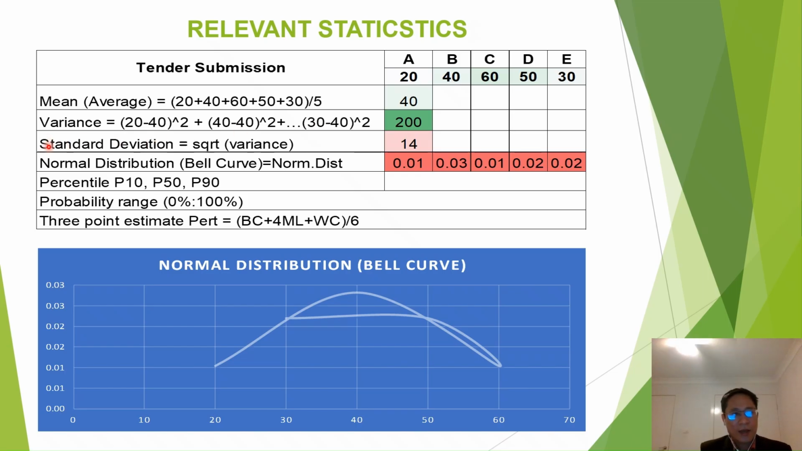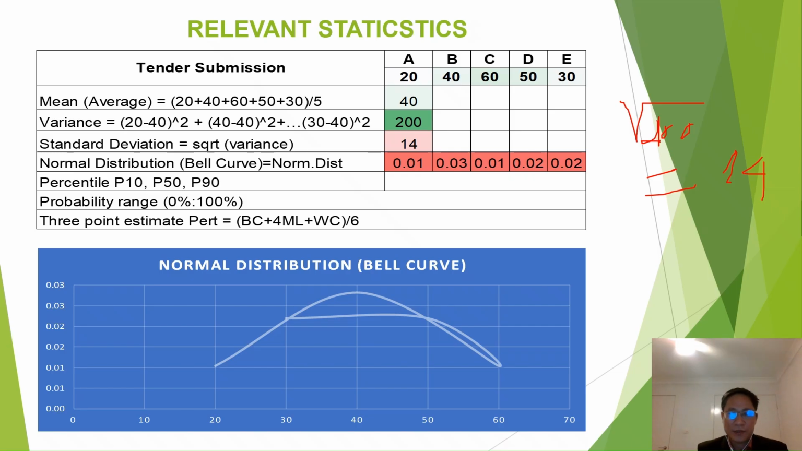And we move to standard deviation. Standard deviation is the square root of variance, which is equal to 40. The standard deviation gives us the difference between the means of the tender submissions. And then when we have the mean, variance, and standard deviation, we can calculate the normal distribution or bell curve by using the Excel function NORM.DIST, and we have here our normal distribution.